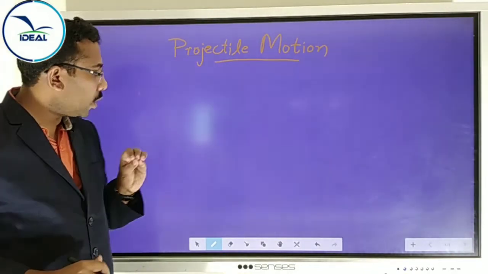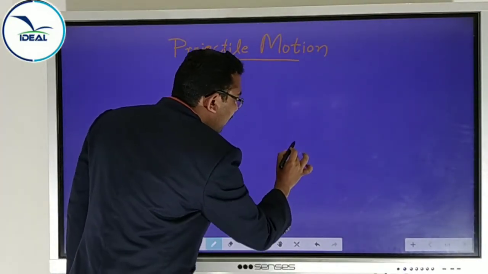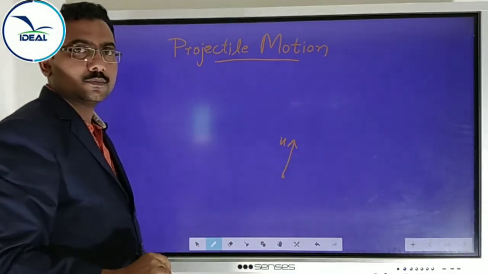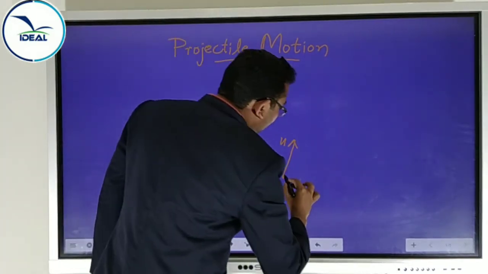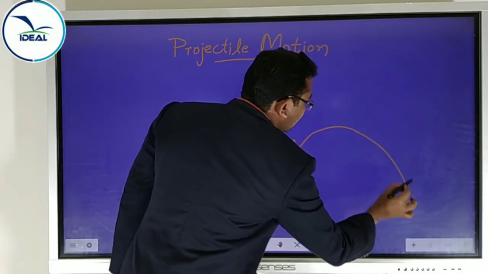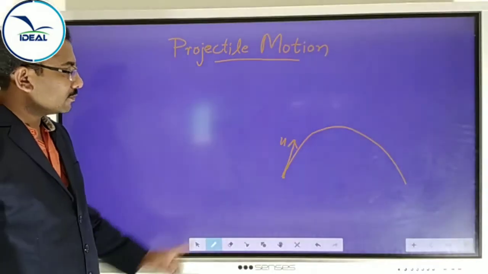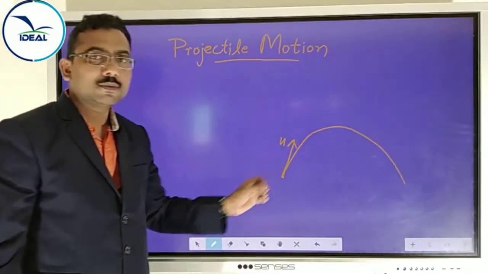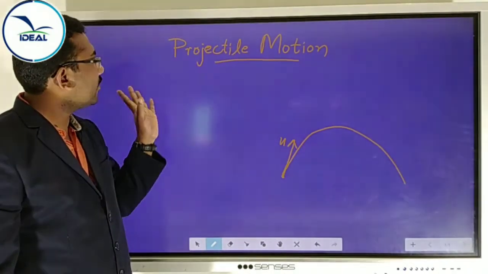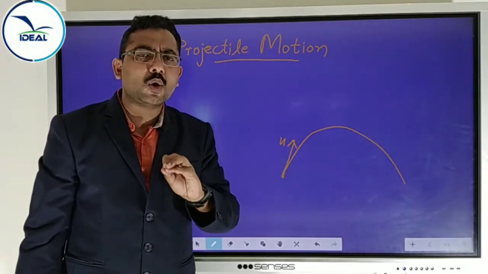What is the path? How can we draw the projectile motion? If we throw a stone from here with an initial velocity u, it moves like this. This is the path. What is the shape? Yes, it is a parabola. The path of the projectile is a parabola. The path of the projectile is also called the trajectory.